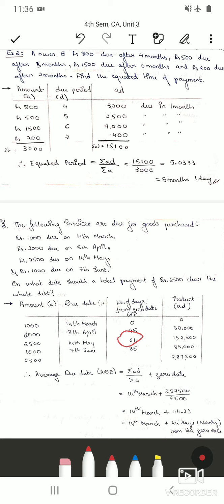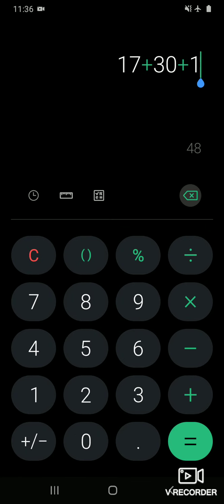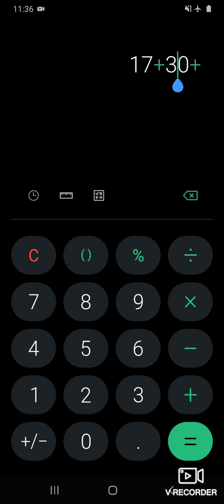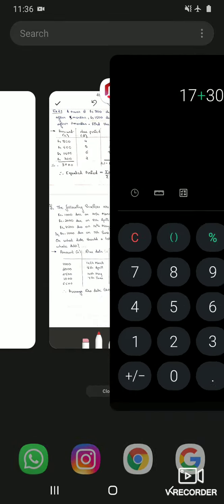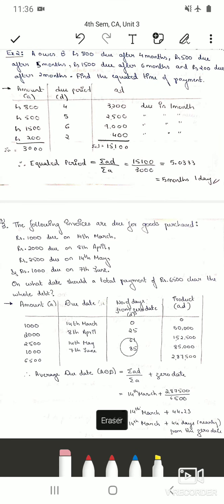Now we will see number of days from 14th March to 7th June. This is for March and this is for April. May has 31 days and then we want June 7th. So it is 85. So number of days from 14th March to 7th June is 85 days. I hope this is clear.